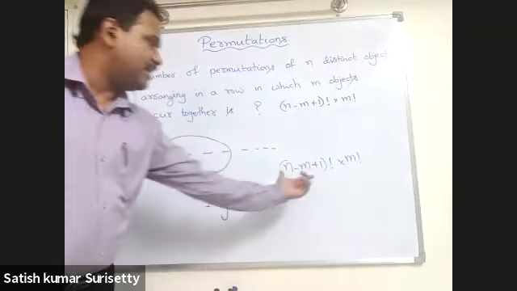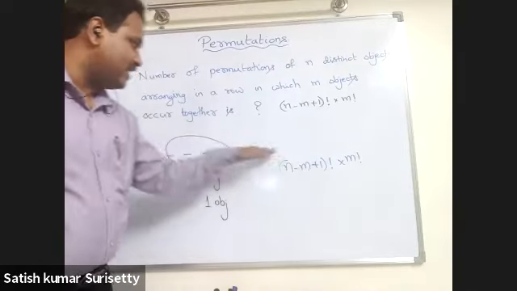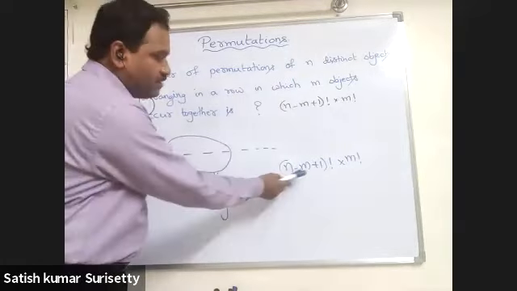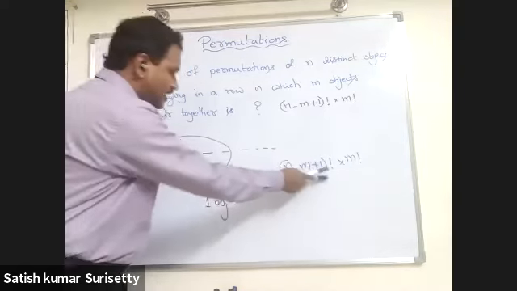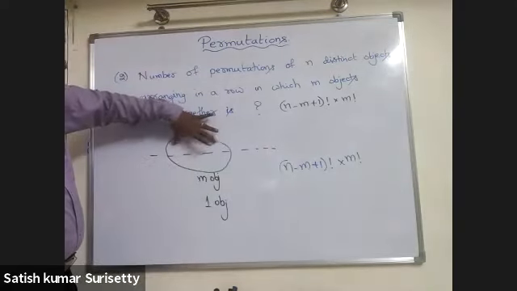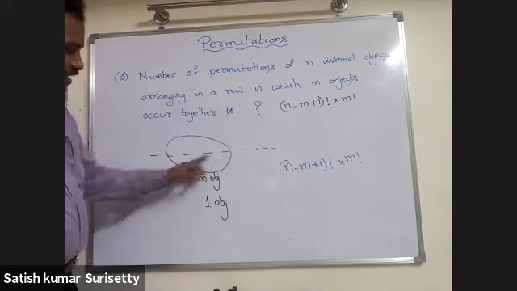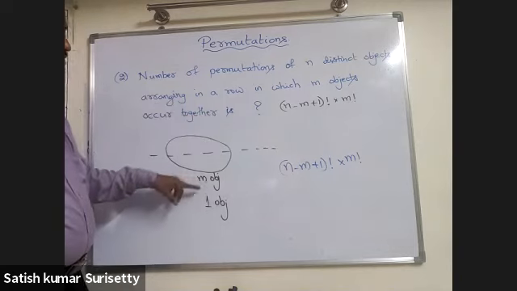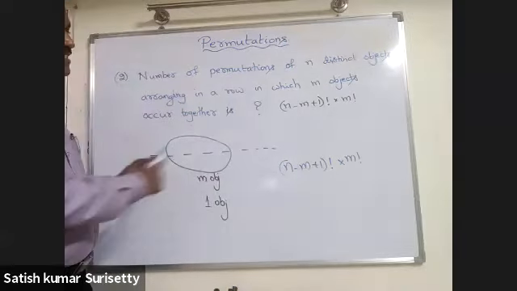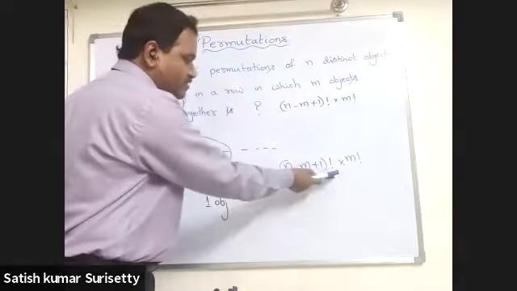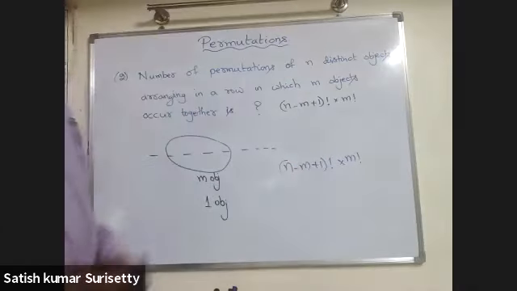Now these n minus m plus 1 objects can be arranged in a row in (n minus m plus 1) factorial ways. Now for each arrangement of this, there are m objects which are together. So all the m objects can be arranged among themselves in m factorial ways. So these two are in succession. That means (n minus m plus 1) factorial into m factorial.